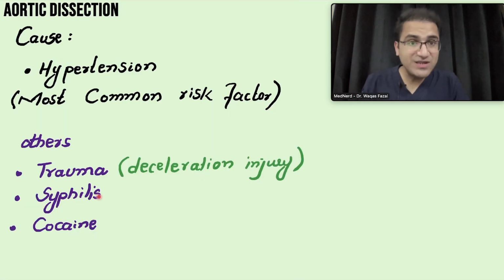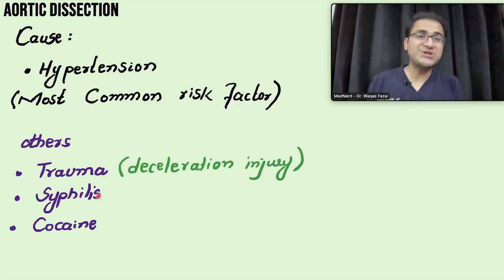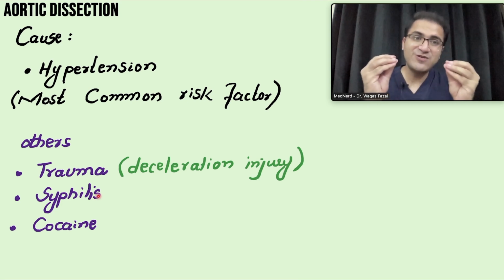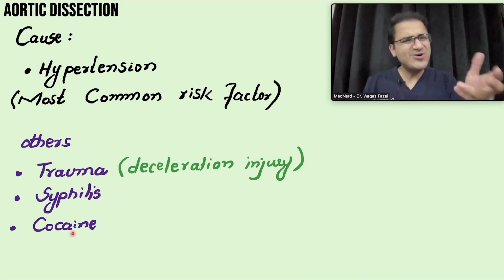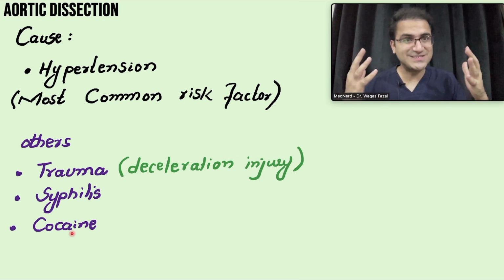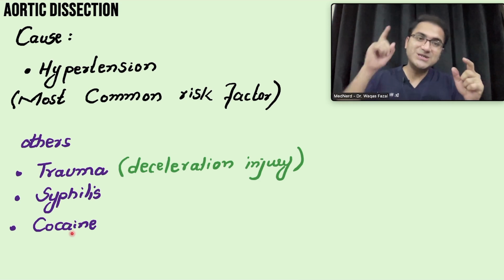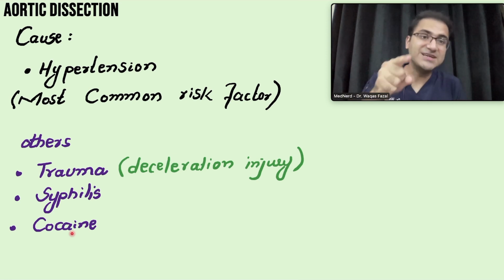Other than that, syphilis causes inflammation of the arteries, and that inflammation can result in aortic dissection. Cocaine, how can cocaine cause aortic dissection? Cocaine rapidly increases blood pressure and causes hypertension, and it can result in a severe tear in the intima of the vessel.